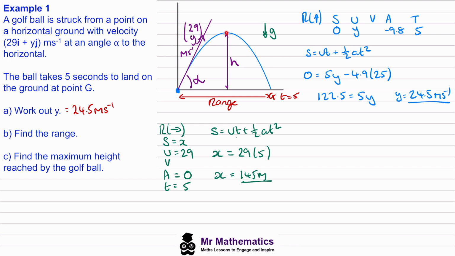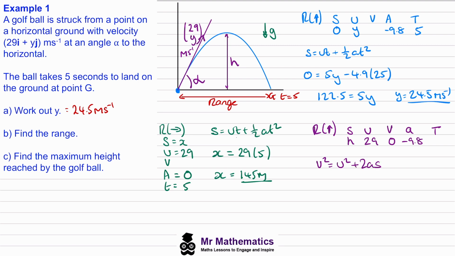And you can see at this point, the maximum velocity is 0. So using our CVAT equations and resolving vertically upwards, our displacement is h, our initial velocity is 29, v is now 0, the acceleration is negative 9.8 because we're going upwards, and the time is now not needed. So now we can use the formula v squared equals u squared plus 2as.